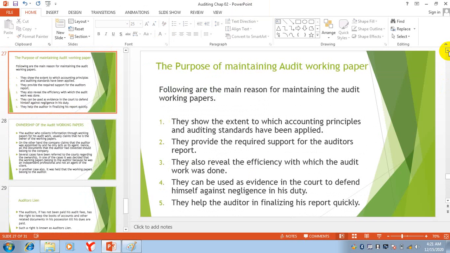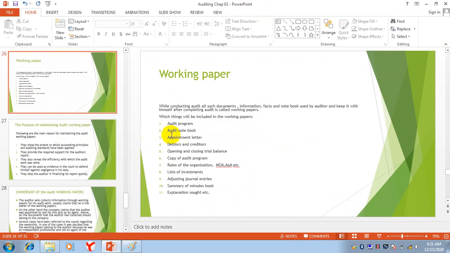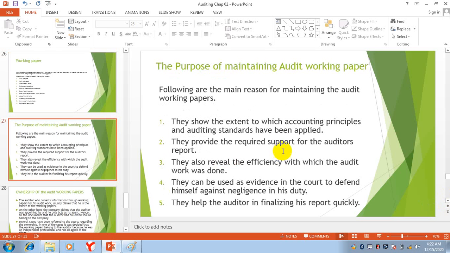So today we discussed working papers, and which things will be included in the working papers. We discussed the audit program, audit notebook, appointment letter, debtors and creditors, opening and closing trial balance, then rules of the organization and memorandum and articles of association, list of investments, adjusting journal entries, summary of the minute book, explanation sort, etc. There are a lot of other documents used by the auditors. These documents are called working papers.